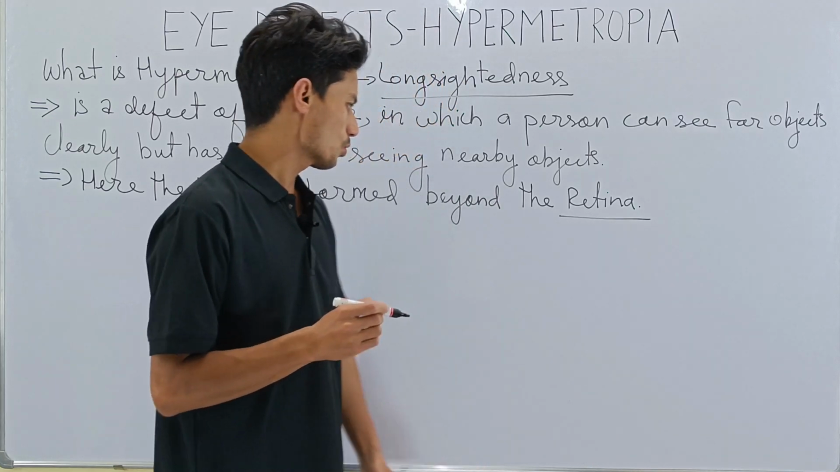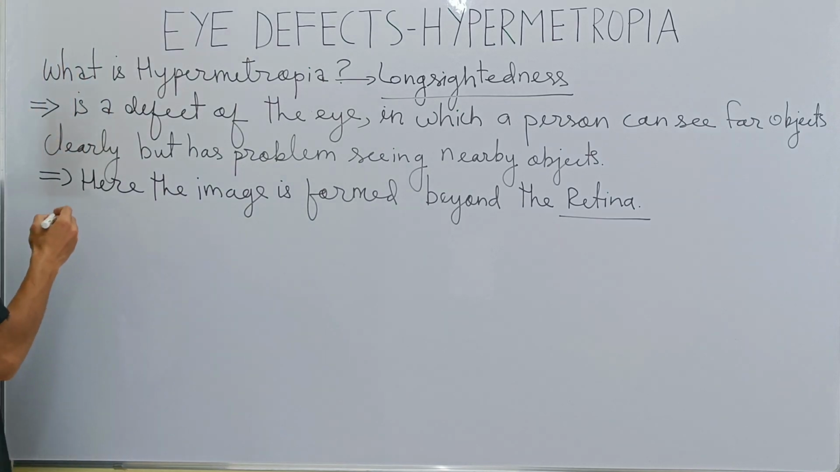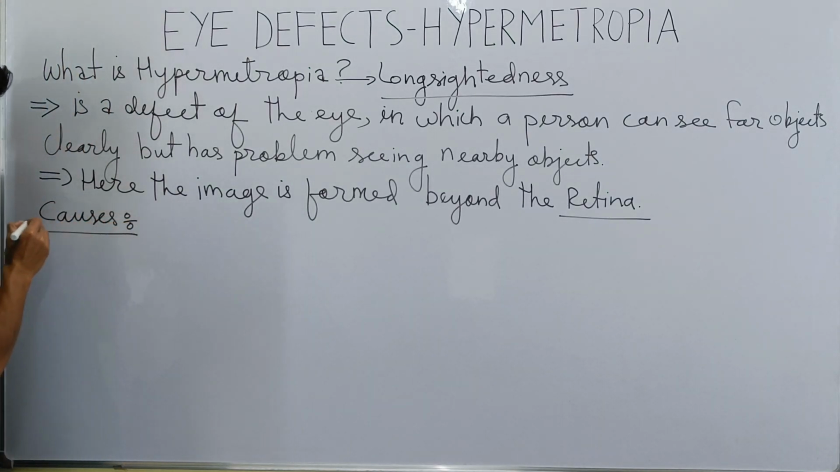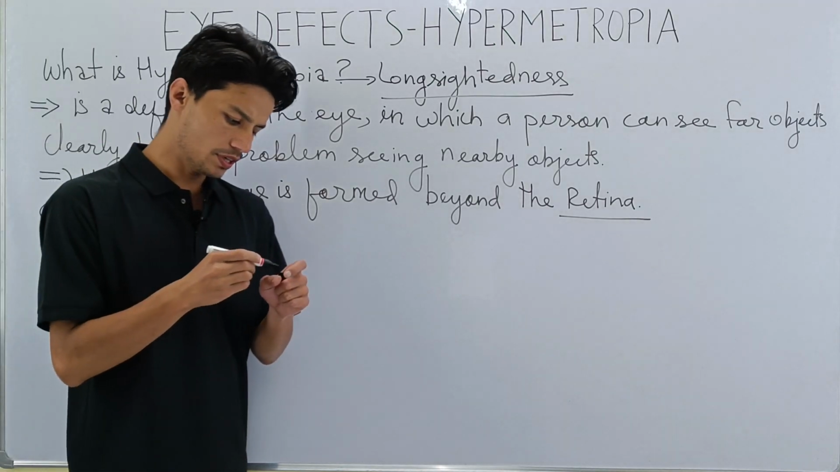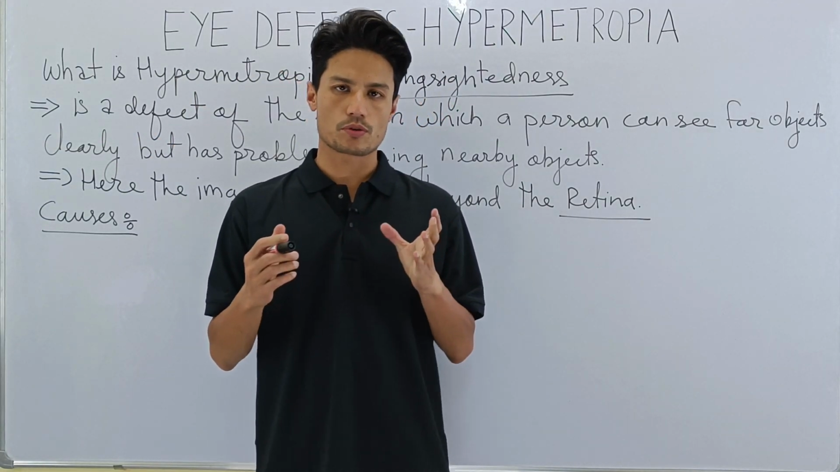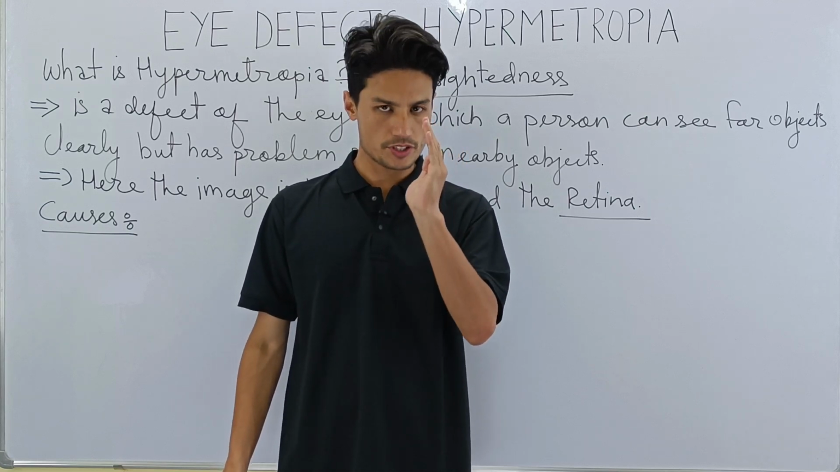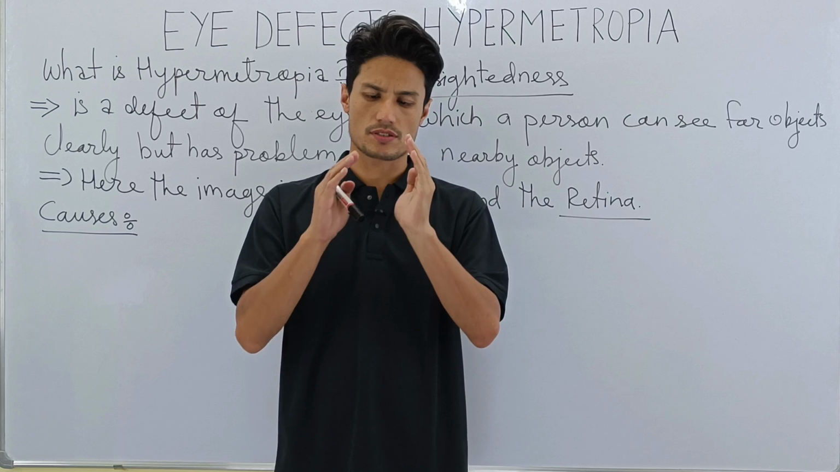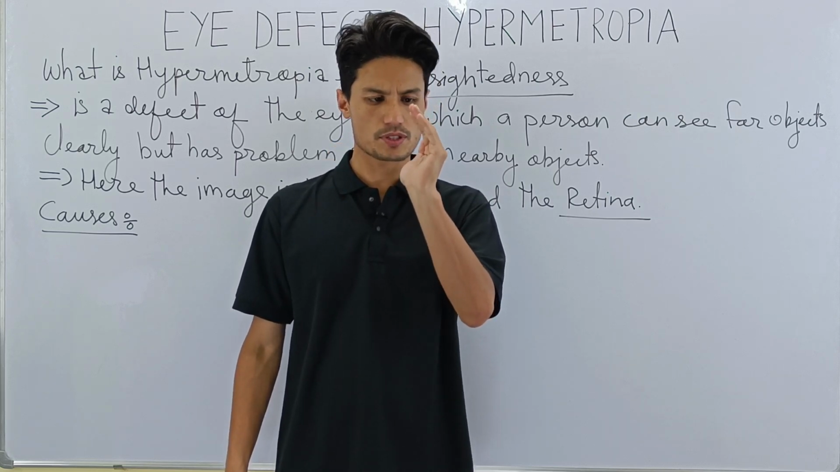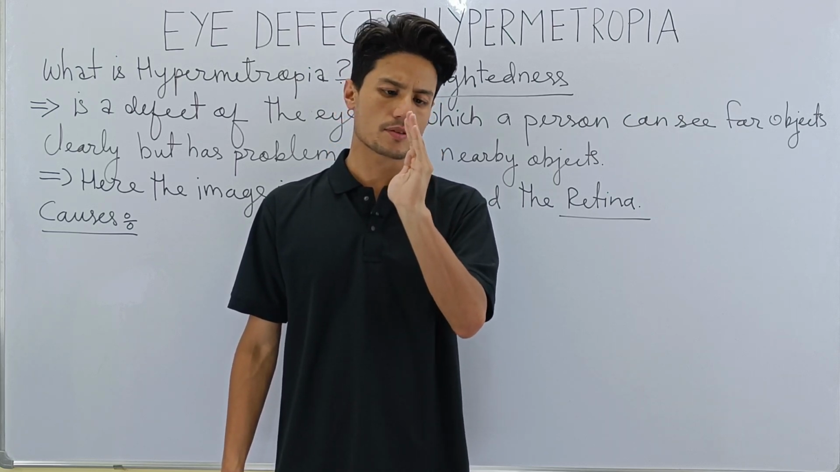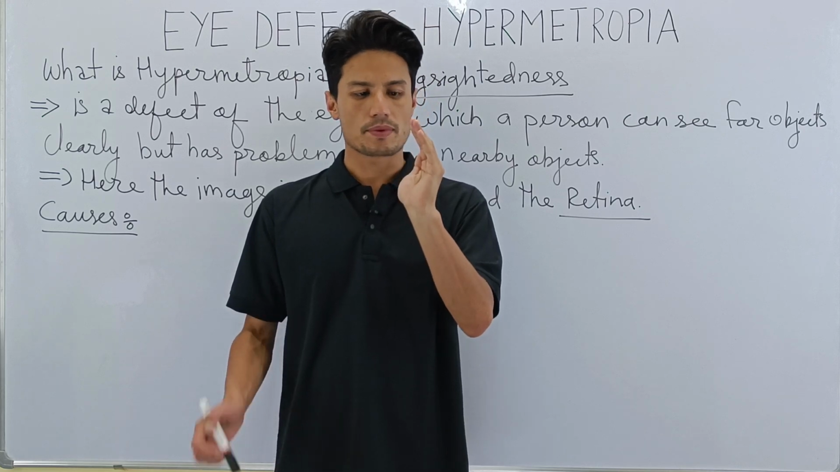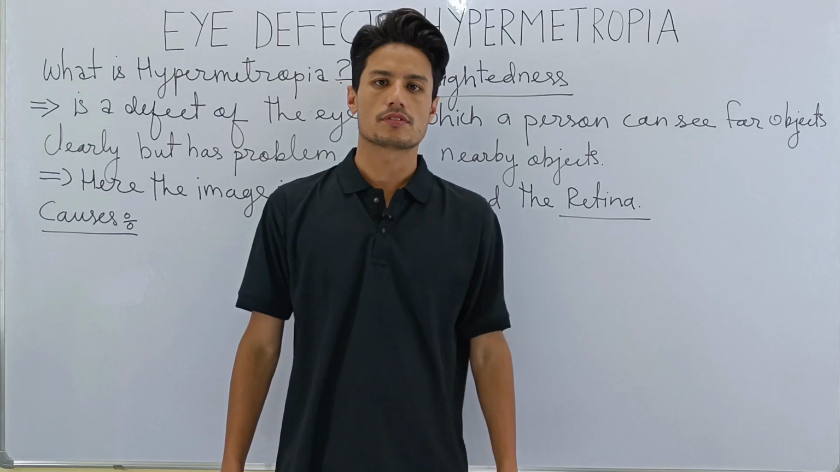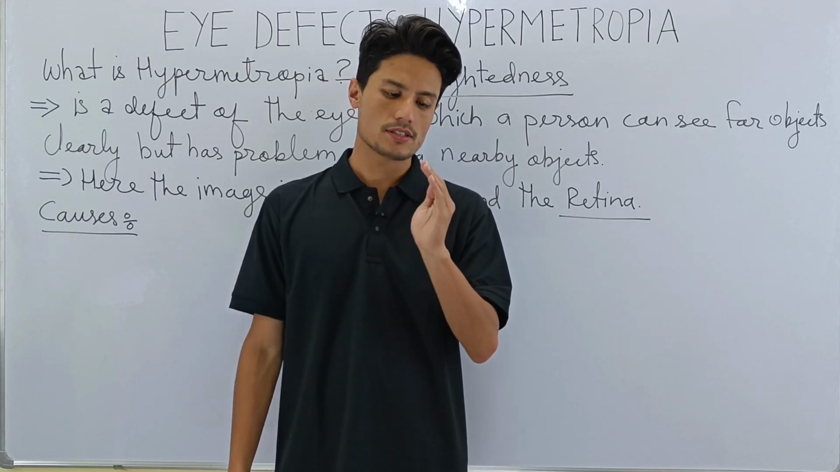All right, so now let us discuss the causes. There are two causes, just like in myopia there are two causes. Now in myopia the problem arose because of the curvature of the eye lens. So in myopia the problem was that the eye lens was very curvy, having a big curvature, which brings the focus nearby, so the bending power becomes very strong. In hypermetropia, what happens?